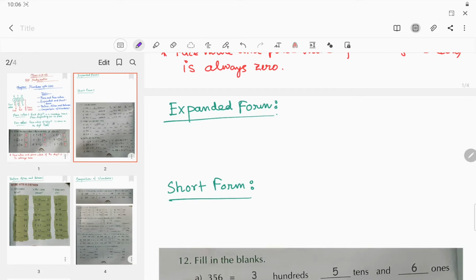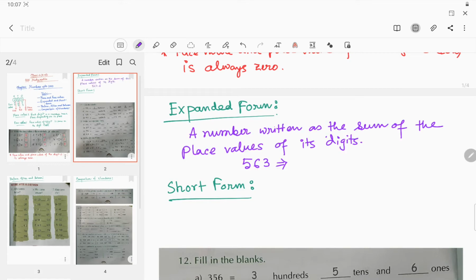Now we will study expanded form and short form of a 3-digit number. You know what is expanded form? Expanded form means a number written as the sum of the place values of its digits. So I am giving you an example, which is 563. What is the expanded form of 563? 500 plus 60 plus 3. That means the sum of the place values of its digits. That is called the expanded form.